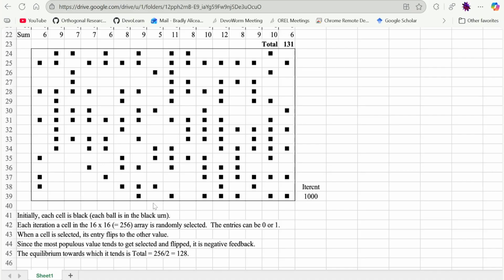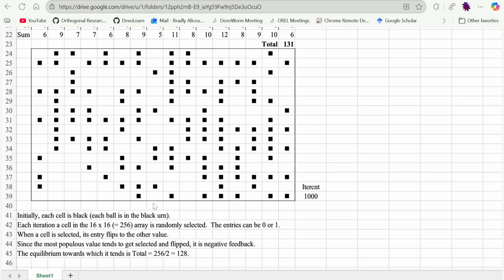So the entries can be 0 or 1. So we start all with a uniform state, and then we start to iterate on that by flipping the values to things that are not black balls. When a cell is selected, its entry flips to the other value, so we select something, it flips. And this happens over a number of iterations. Since the most populous value tends to get selected and flipped, again, it is negative feedback.